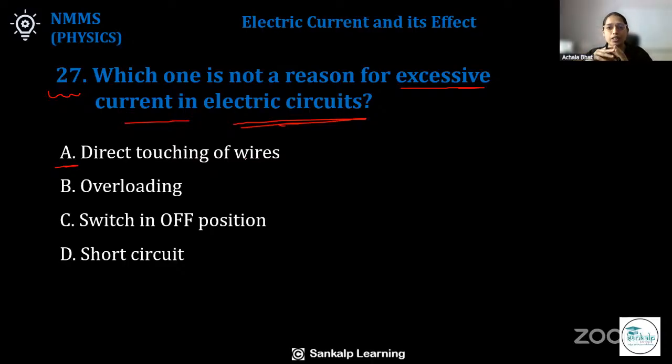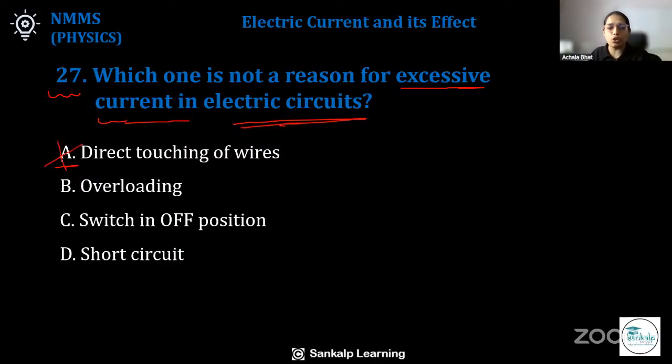wire. Here, one is positive, another one is neutral line. That positive line contains positive charges, neutral line contains negative charges. If they touch directly, then what happens? Overloading or short circuit happens. So, direct touching of wires causes excessive current in electric circuit.